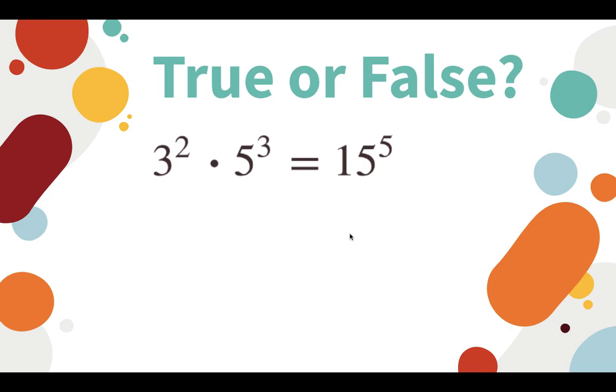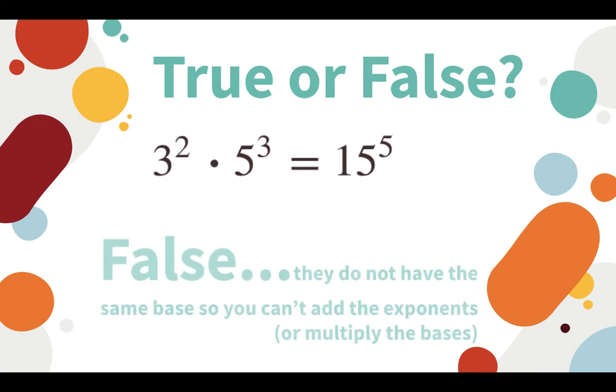Take a look at this one. True or false? We have 3 to the 2nd power times 5 to the 3rd power equals 15 to the 5th power. Think about that. True or false? Hope you said false. They don't have the same base, so you can't add the exponents. You notice we have 2 plus 3 is 5. They do not have the same base, so you can't just add the exponents or multiply the bases. In this case, they did both of them wrong.